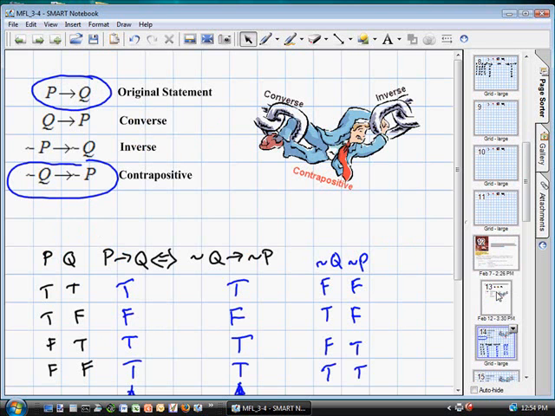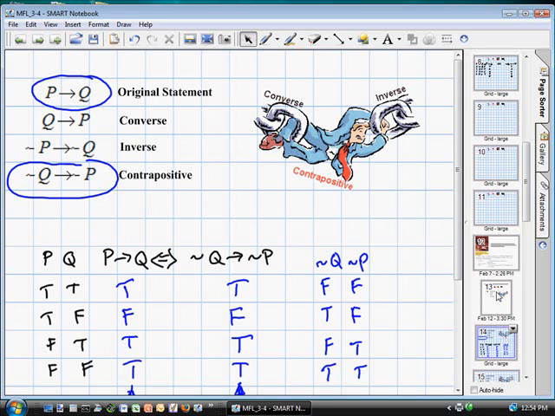So if you notice over here on the left, here's the original, if P then Q. And on the right side, I've turned them around and negated them both, right? So if not Q, then not P. Contrapositive. So here we go. What's the truth table for this one? It's only false when the first one's true and the second one's false, right?